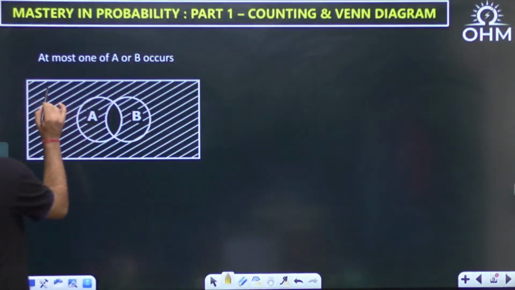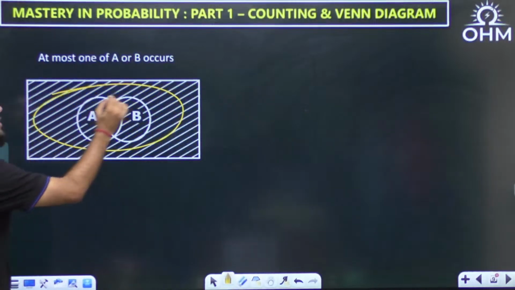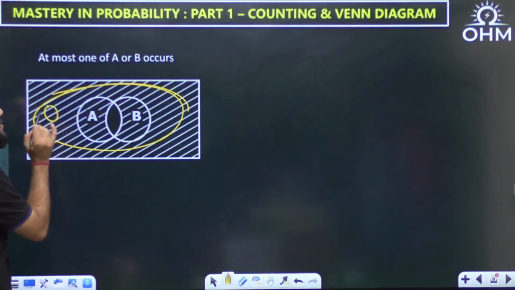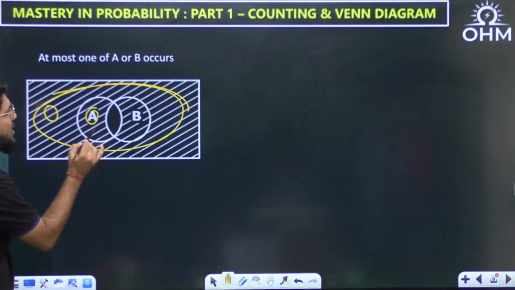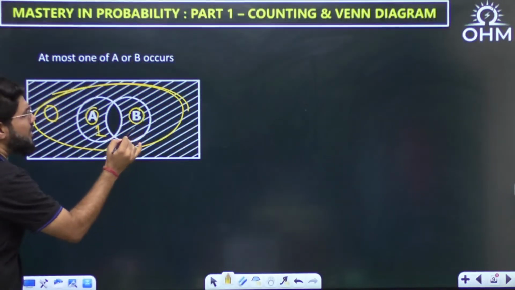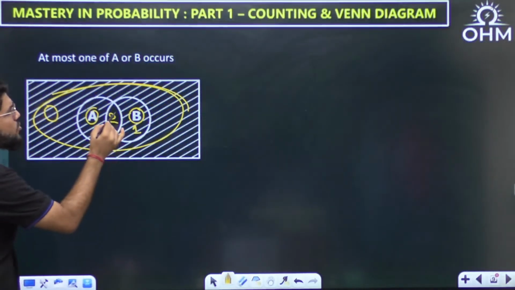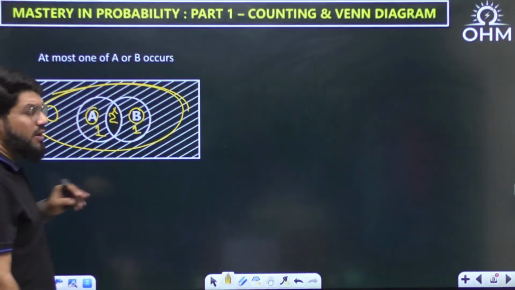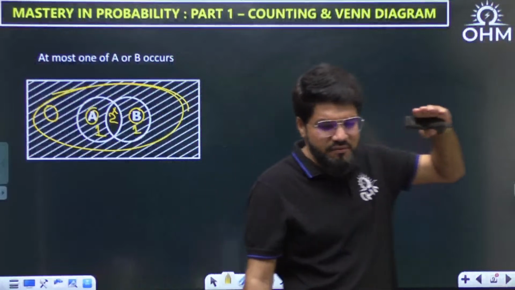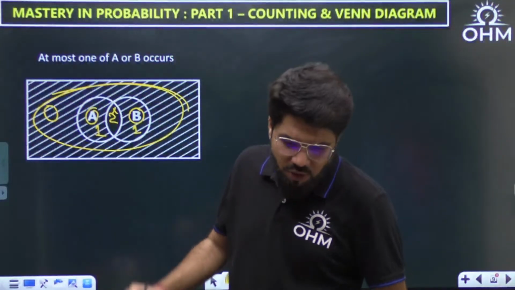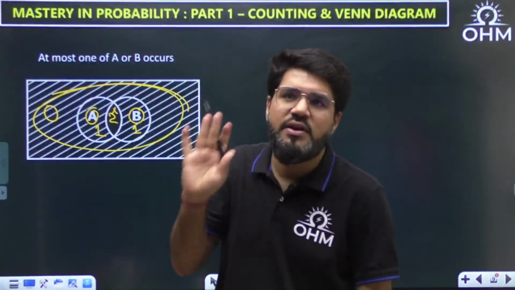Okay, so here in this portion, none of the events is occurring. In this portion, how many events occur? 0. Here only A occurs, so that is 1 event. Here only B occurs, so that is also 1 event. Here both occur, that means 2 events, and I don't want 2. I want at most, maximum 1 event to occur.